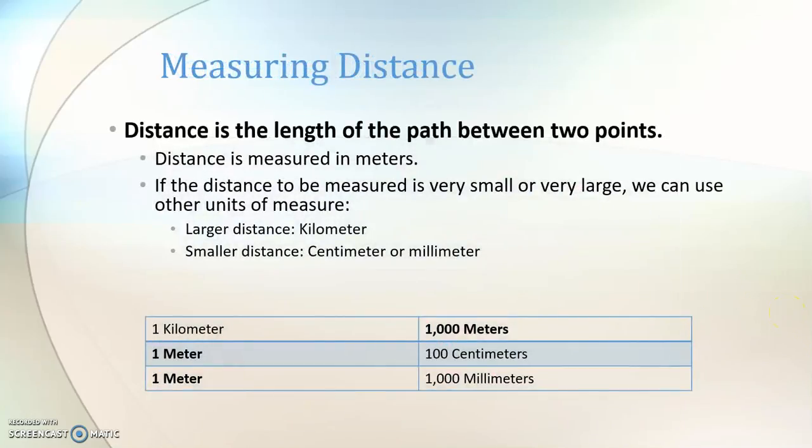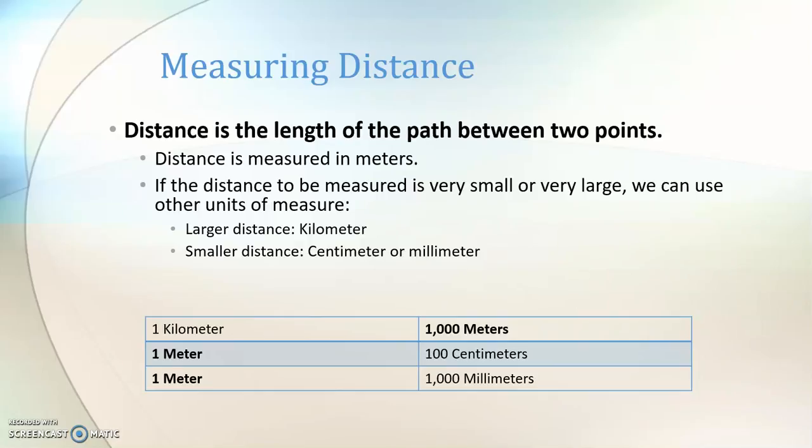So when we talk about motion, we talk about distance. So distance is the length of the path between 2 points. So typically distance is measured in meters. This is the SI unit for distance. You can also use different units if it's a very small or a very large path.